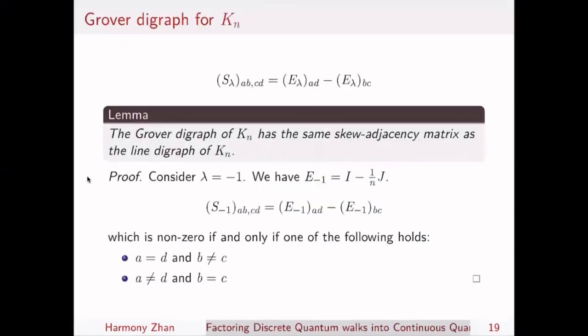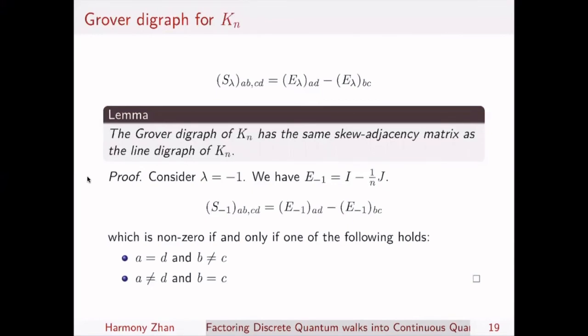Okay, so let's apply this formula to our complete graph. What do we want? We want to look at the eigenvalues that are neither plus minus valency nor 0. And the only choice for Kn is -1. So we just need to take care of E minus 1. And we know E minus 1 is a linear combination of I and J.